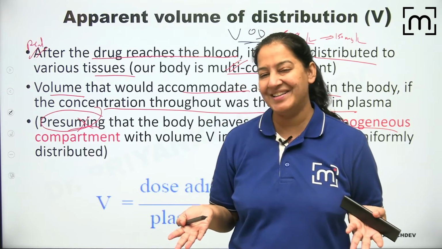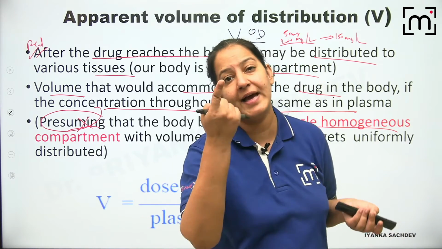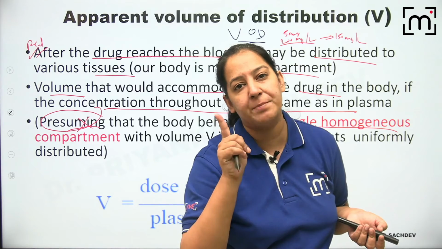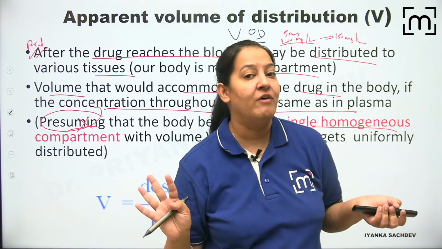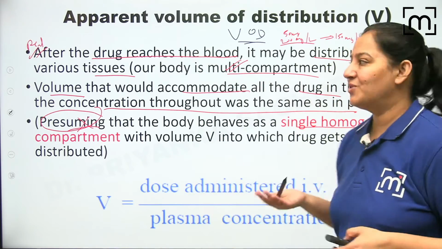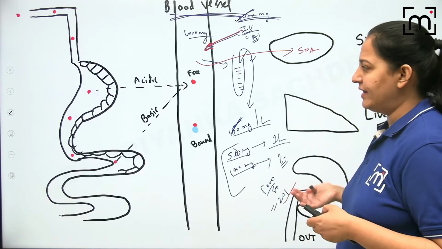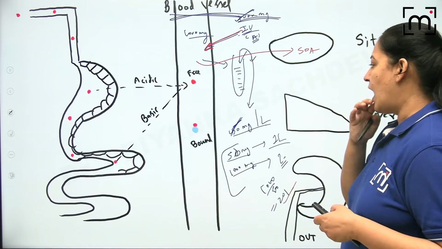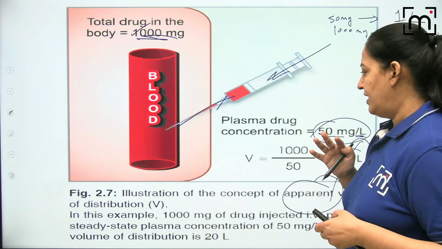The presumption is that we are considering the human body as a single homogeneous compartment having blood, no other tissue. I am considering the distribution as zero, but this is not reality, right? So you will say, okay ma'am, understood. Now in this scenario, how have you calculated, what is the formula? Let me come to the formula.